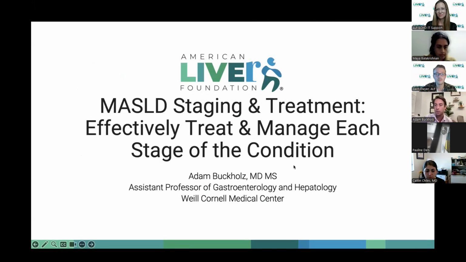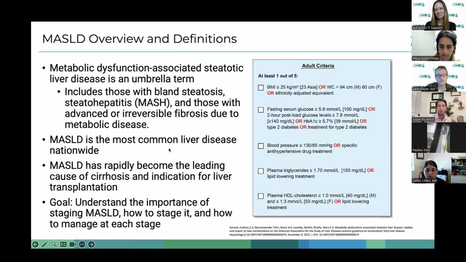Hopefully you guys can all see these slides, but I'm excited to be able to talk to you about the treatment and staging of MASLD. And thanks to the ALF for organizing this.